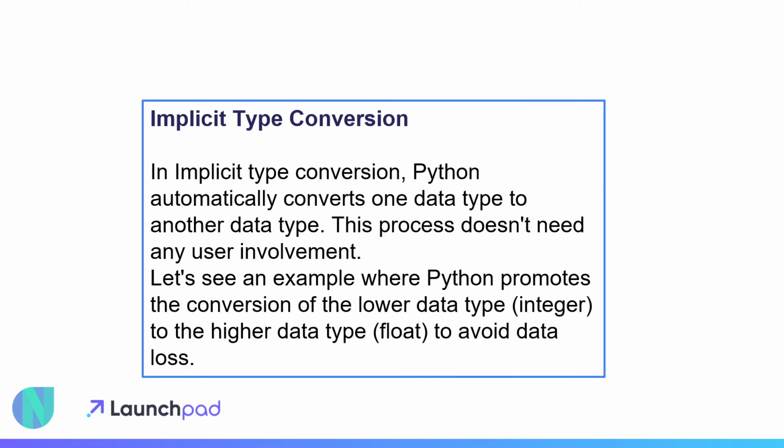Now, moving forward, what is implicit type conversion? Implicit type conversion occurs when mixed type expressions are evaluated, or when the actual argument in a function call doesn't match the formal argument of the function in the prototype. In implicit type conversion, Python automatically converts one data type to another data type. That means it doesn't need any user involvement.